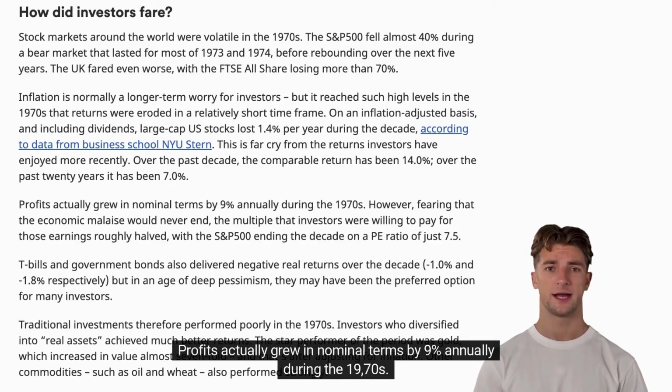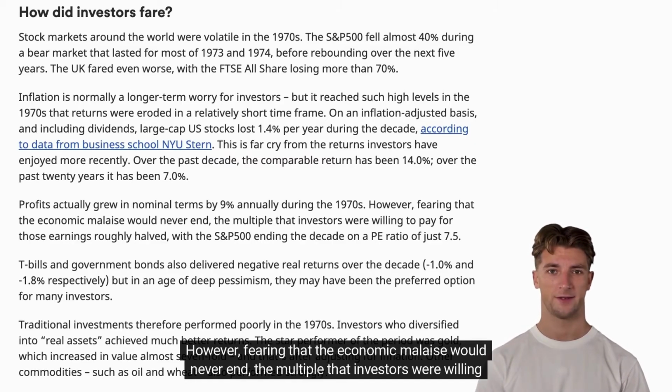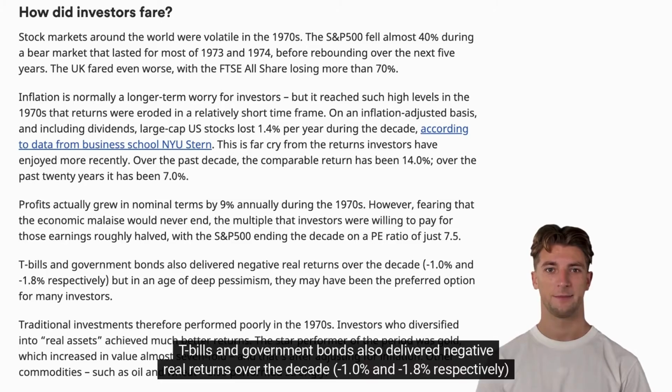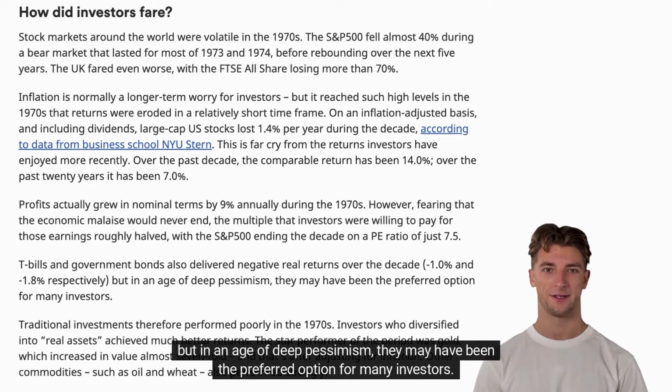Profits actually grew in nominal terms by 9% annually during the 1970s. However, fearing that the economic malaise would never end, the multiple that investors were willing to pay for those earnings roughly halved, with the S&P 500 ending the decade on a P/E ratio of just 7.5. T-bills and government bonds also delivered negative real returns over the decade, minus 1.0% and minus 1.8% respectively, but in an age of deep pessimism, they may have been the preferred option for many investors.